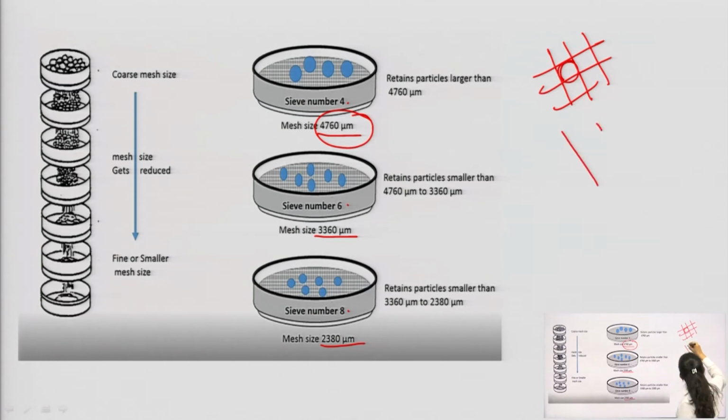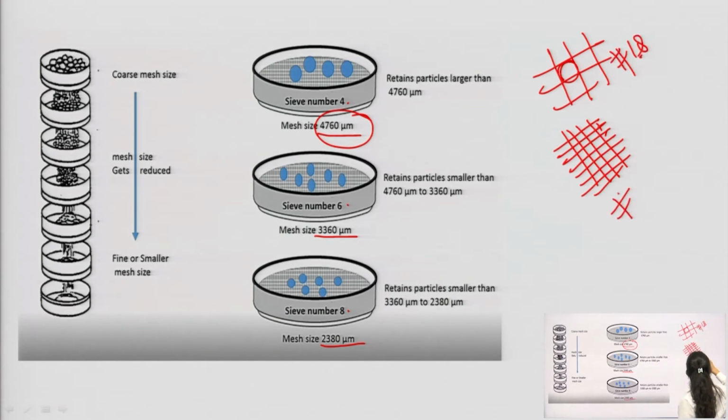See, for example, this will be sieve number 18 and this will be sieve number 36. If you see sieve number 18, the mesh aperture size will be bigger here, and here the mesh aperture size is this.